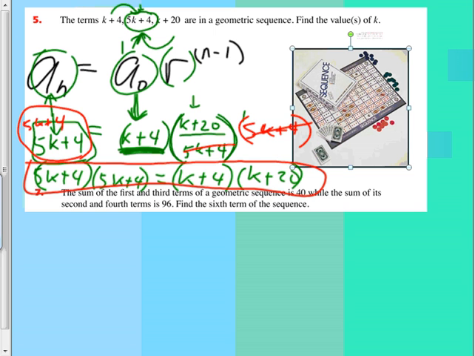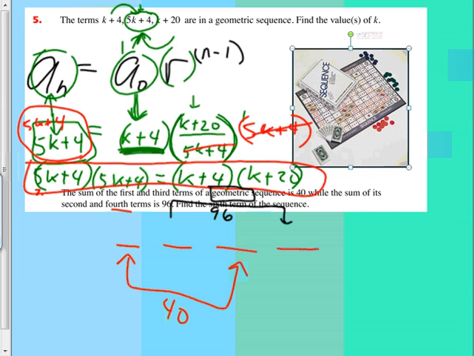Okay. There's the first term, the second term, and the third term of a geometric sequence. Oh, and a fourth term. It even talks about that. Okay. What you're trying to figure out is if the sum of the first and the third, that's this one and that one, add up to 40, and the sum of the second and the fourth add up to 96, and you know it's geometric, then you can figure out what these terms are.